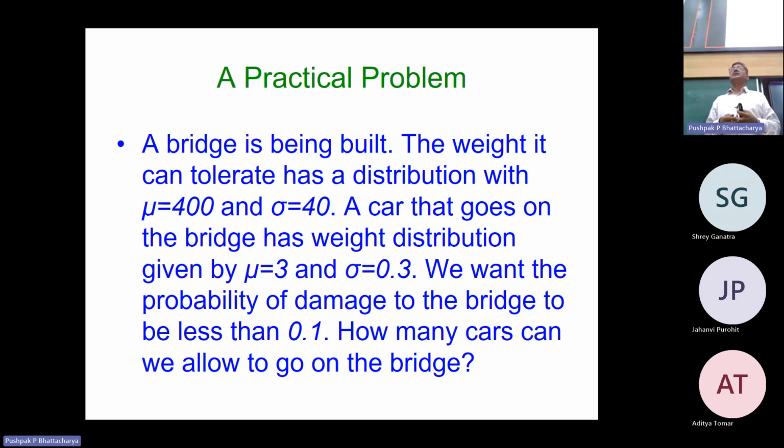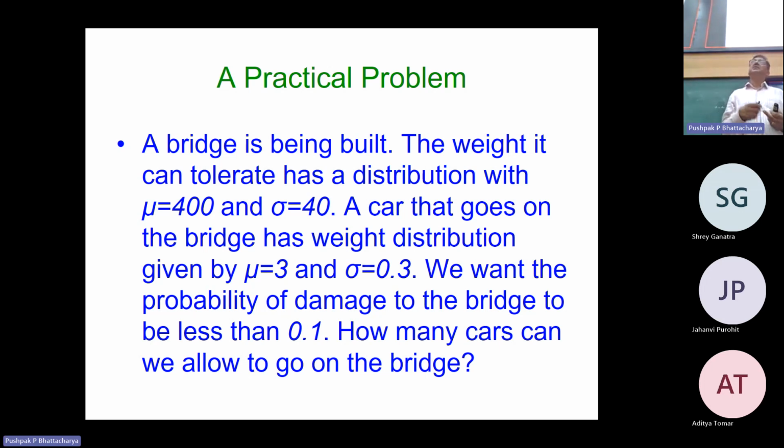And since probability parameters are estimated from data, that's why we need a lot of computing resource, a lot of data to have those parameters estimated accurately. So now here the bridge is being built and the weight that it can tolerate, the tolerance level, is not a single number, which is the most important point to note here. It's a distribution, normal distribution, with mean as 400 and standard deviation as 40.